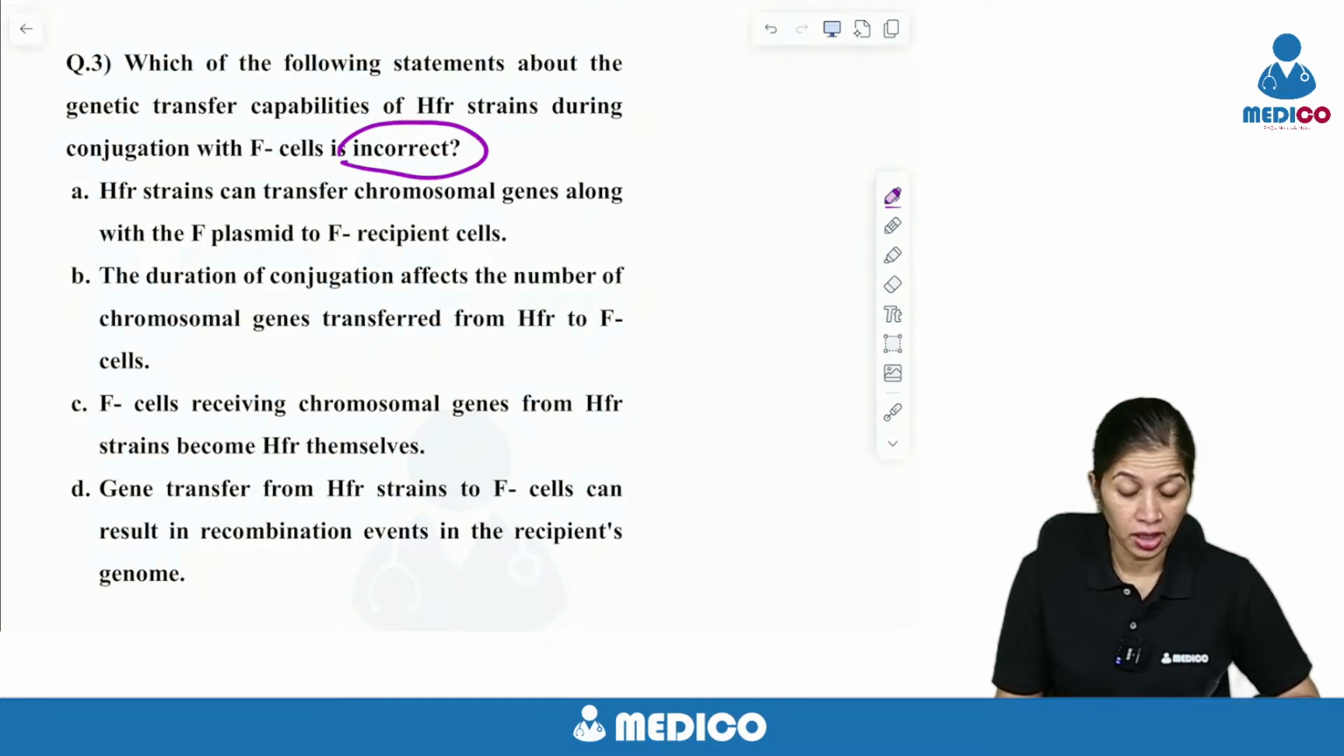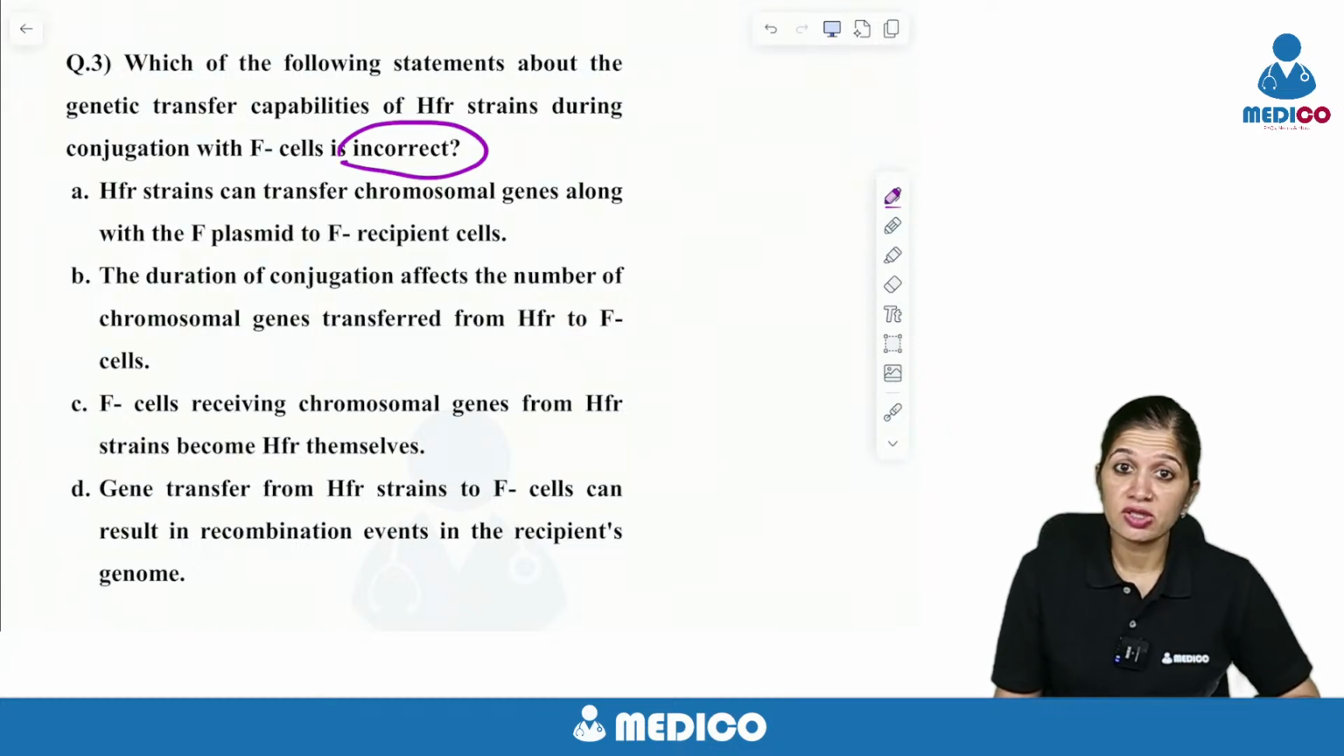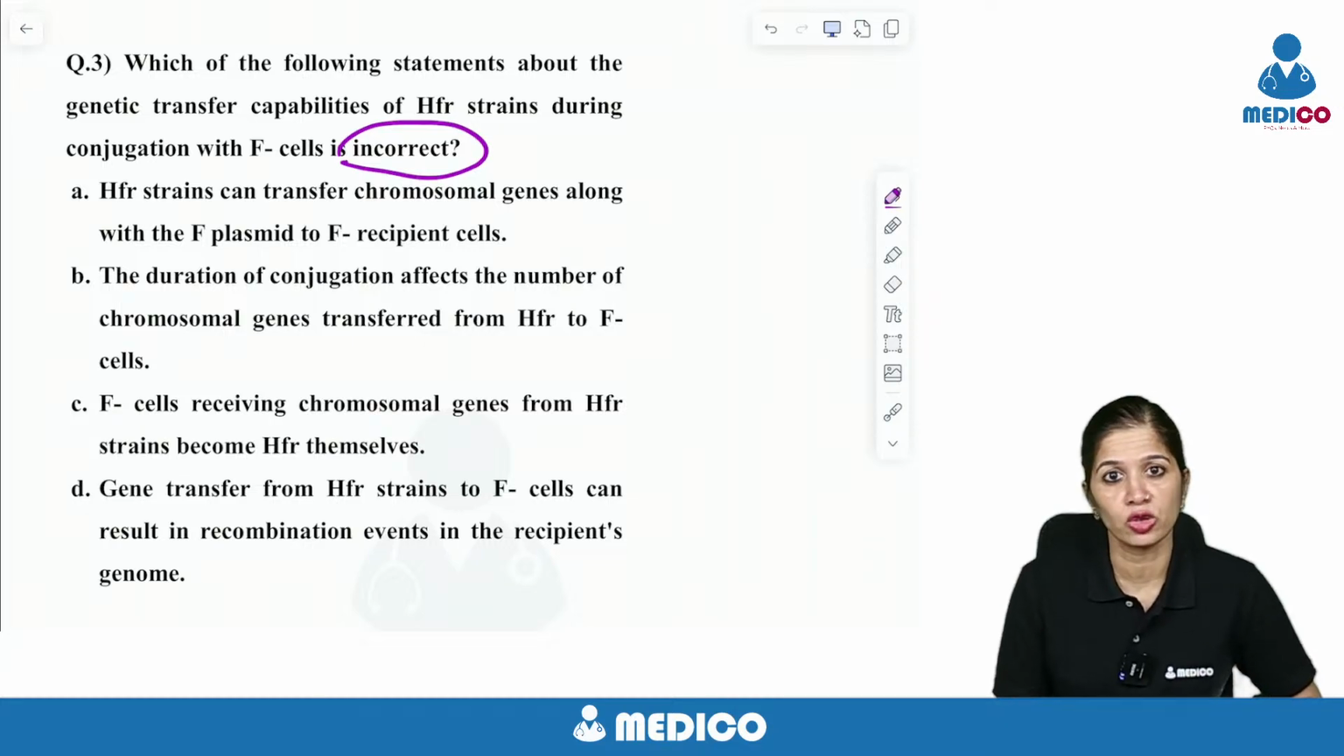Yes, it can. The duration of conjugation affects the number of chromosomal genes transferred. Yes, that is also possible. F- cells receiving chromosomal genes from HFR strains do not become HFR themselves. So option number 3 is incorrect. We'll discuss in detail. And gene transfer from HFR strains to F- strains could result in recombination events in the recipient's genome. That is also correct.